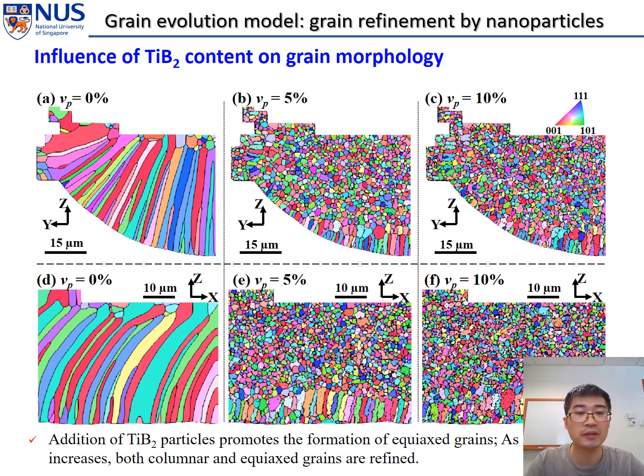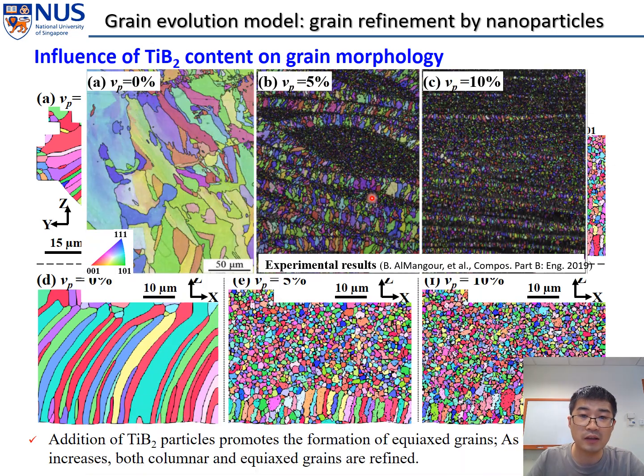So we also set different contents of the nanoparticles, to investigate its influence on the grain morphology, like 0%, 5%, and 10% in volume. And this is the result here. And you can see this is the experimental results in the literature. Now you can see the distribution of the columnar grains and equiaxed grains, and also the influence trend of the particle content all agree well between the experiment and simulation.